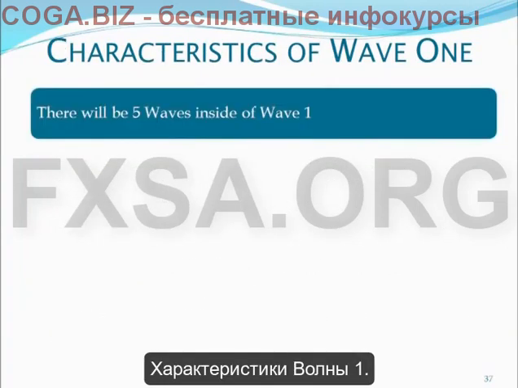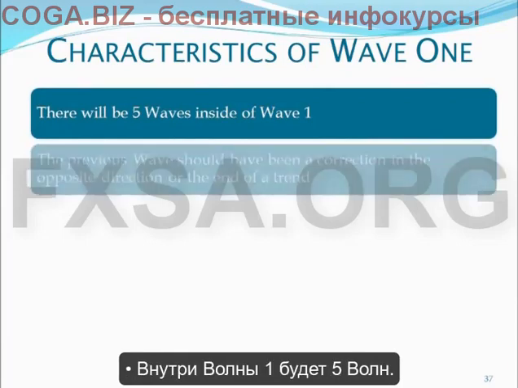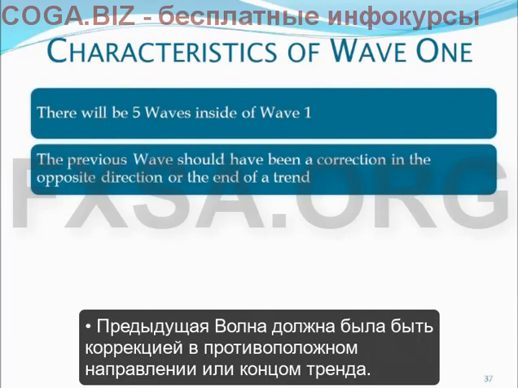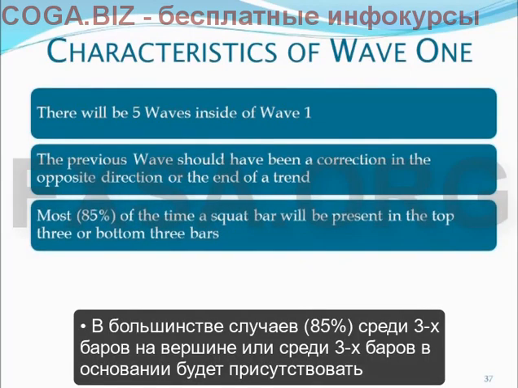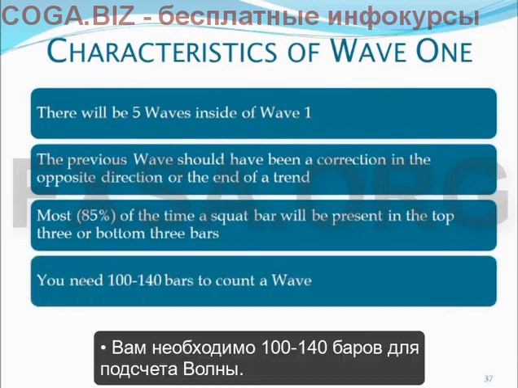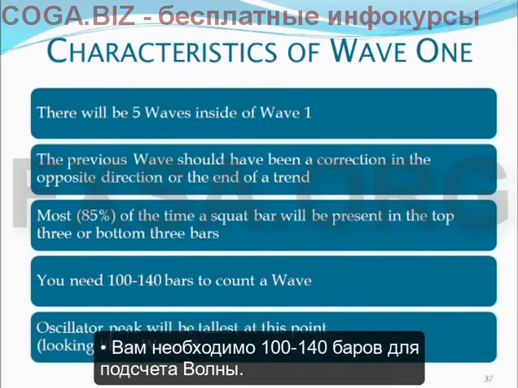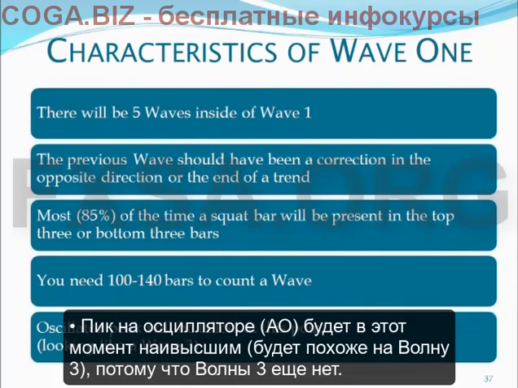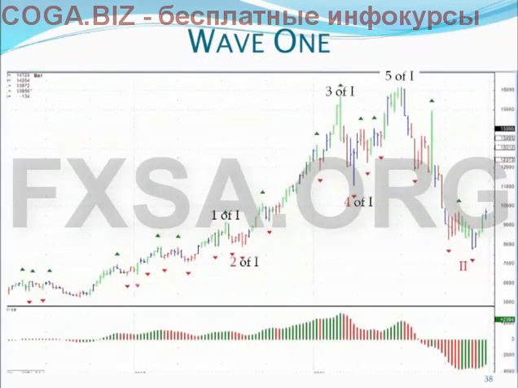Characteristics of wave 1. There will be 5 waves inside of wave 1. The previous wave should have been in a correction in the opposite direction or the end of a trend. Most, 85% of the time, a squat bar will be present in the top 3 or bottom 3 bars. You need 100 to 140 bars to count the wave under consideration. And the oscillator peak will be tallest at this point. It's going to look like a wave 3 because we don't have a wave 3 yet.